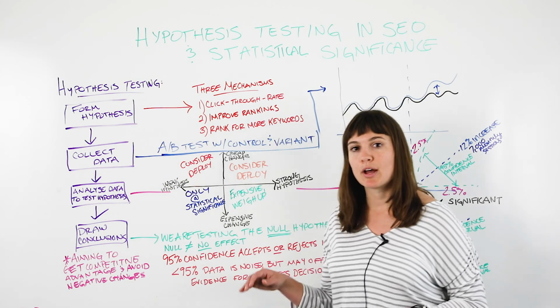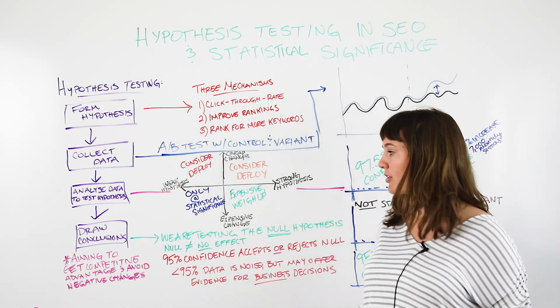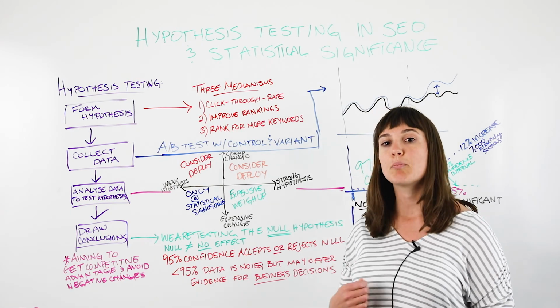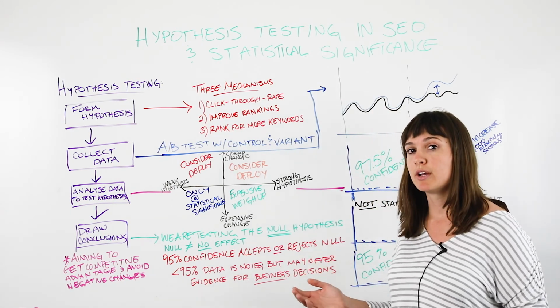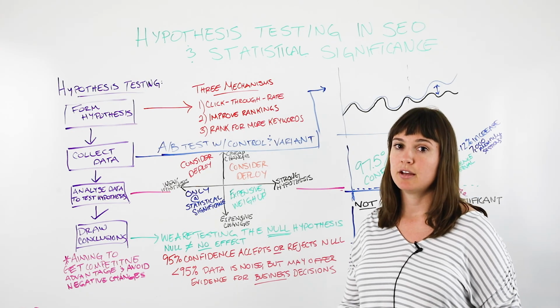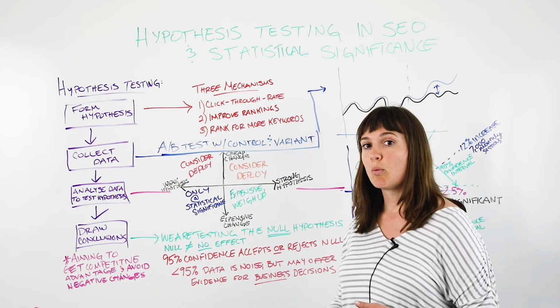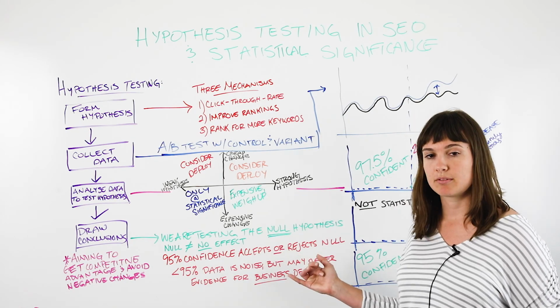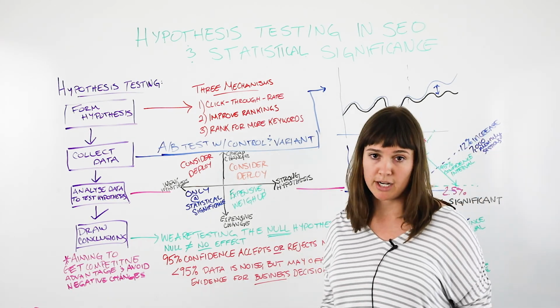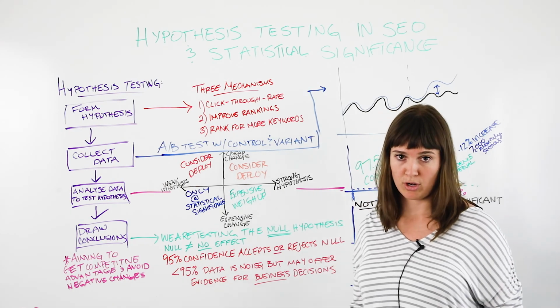Now, we need to remember that when we're doing hypothesis testing, all we're doing is trying to test the null hypothesis. That does not mean that a null result means that there was no effect at all. All that means is that we cannot accept or reject the hypothesis. We're saying that this was too random for us to say whether this is true or not.